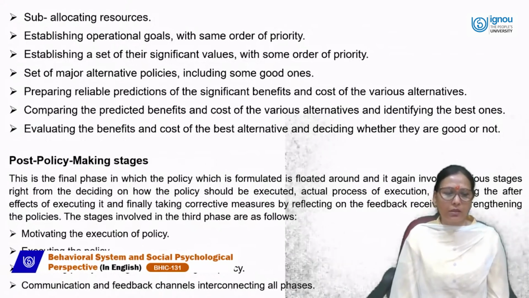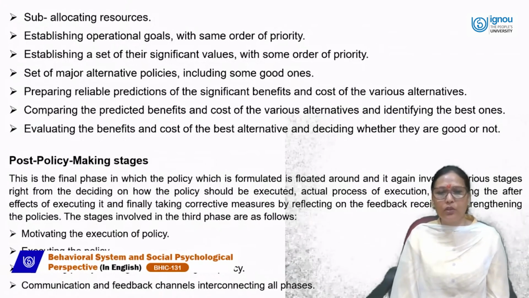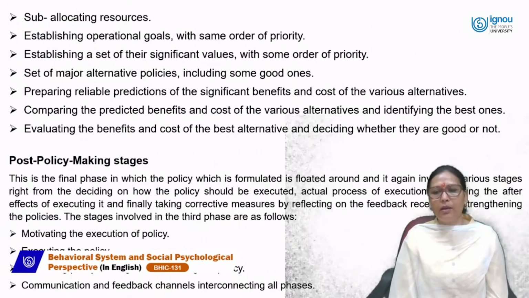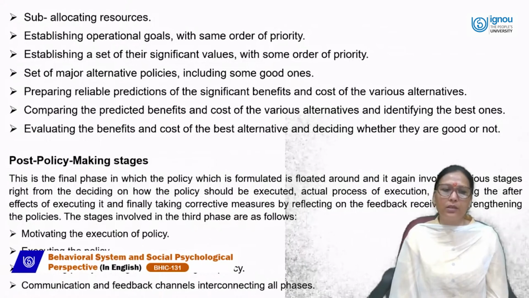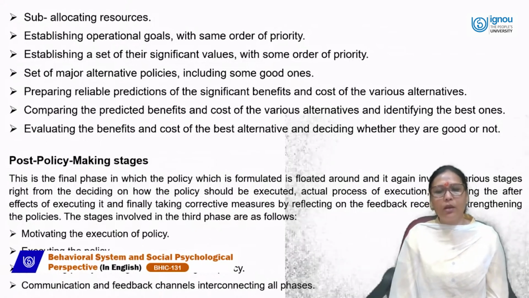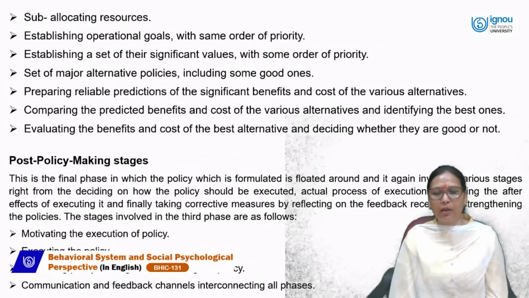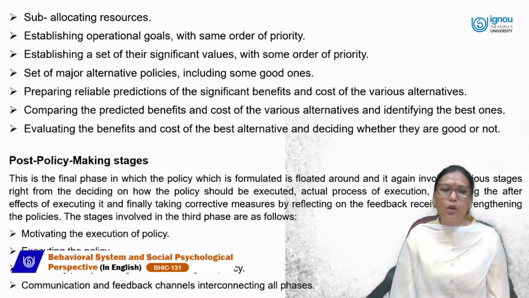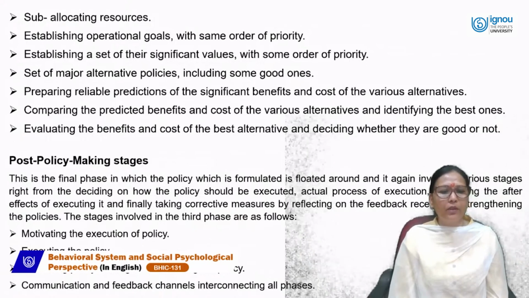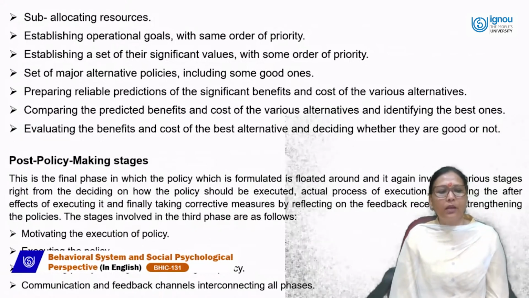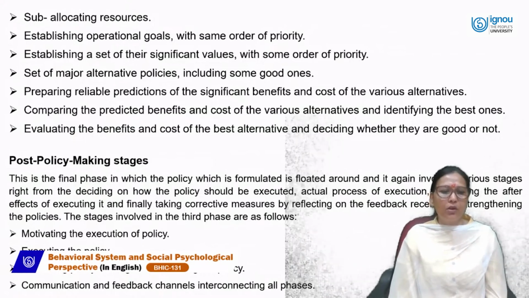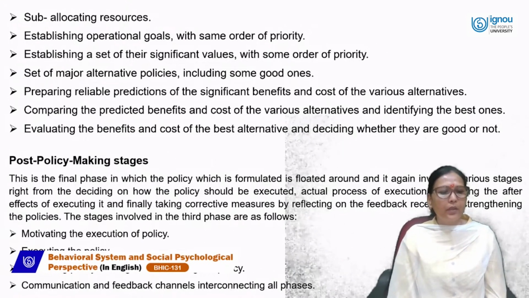Then the post policy making stage. This is the final phase in which the policy which is formulated is put into action, and it again involves various stages, right from deciding how the policy should be executed, then the actual process of execution, evaluating the after effects of executing it, and finally taking corrective measures by reflecting on the feedback received in strengthening the policies. The stages involved in the third phase are as follows. The first stage was motivating the execution of the policy, how we can execute the policy. Next was executing the policy, then evaluating policy making after executing the policy.